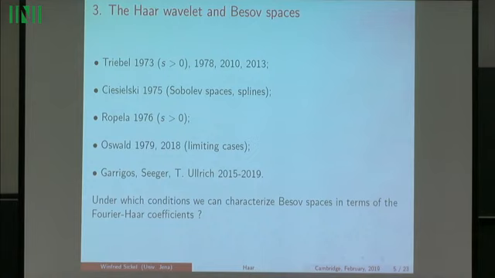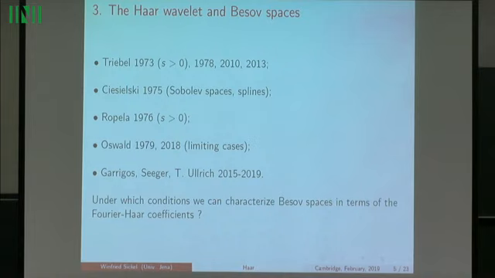Then I have to mention Peter Oswald. He started to investigate limiting cases. You will see in a minute which one. And he continued his investigation of the limiting cases last year. And I would like to mention a series of papers by my co-authors, together with Andreas Seeger and Tino Ulrich. There are at least 4 papers devoted to this topic, not only on Besov spaces.